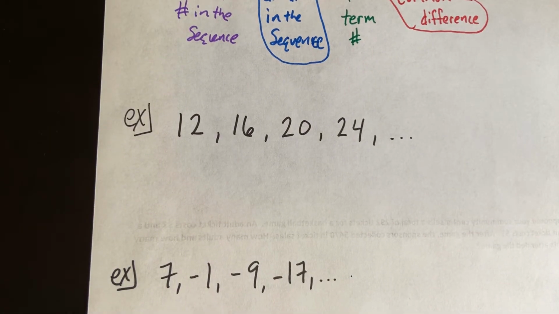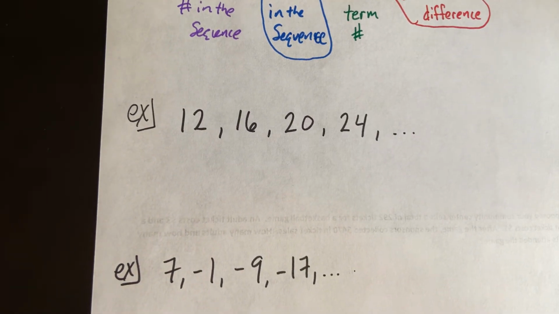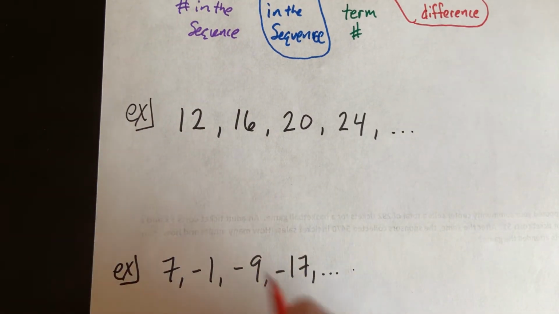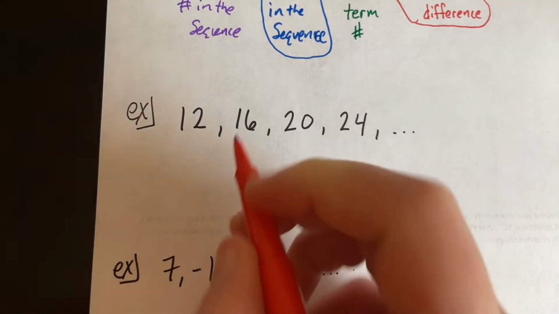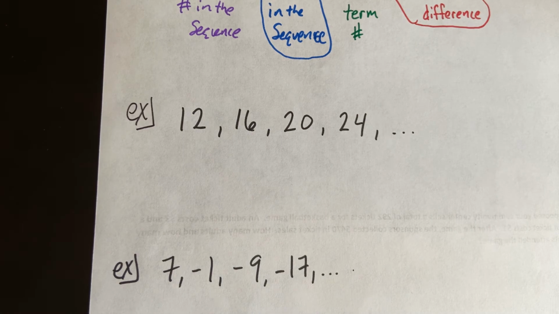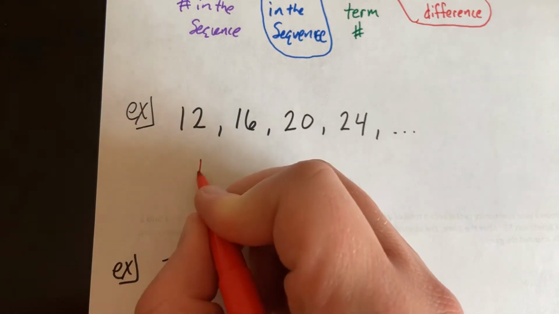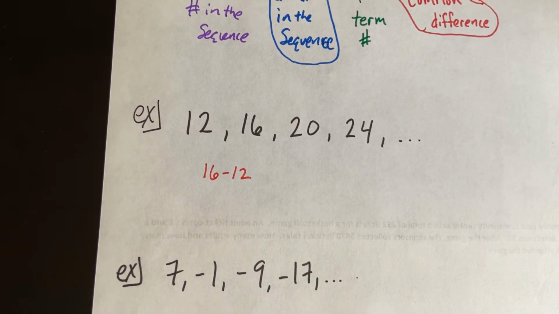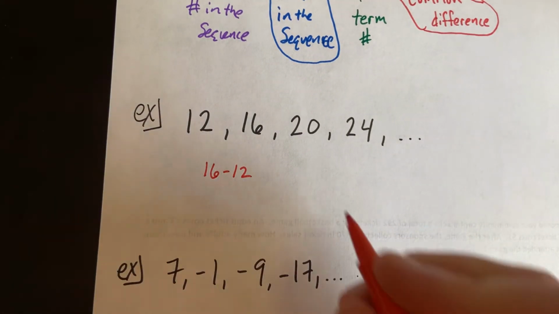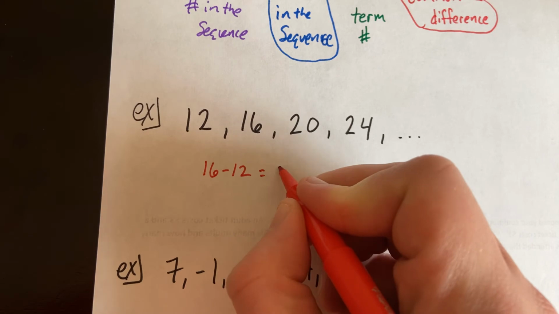So if we look at this first sequence, hopefully we should be able to recognize that this is arithmetic, right? We are using that same number to get from one term to the next. Term 1 here is 12. Term 2 is 16. So remember, if you can't see the pattern right away, take 2 consecutive numbers that you see and just subtract them, right? It's a common difference, so we need to subtract the numbers. Well, 16 minus 12 is 4.